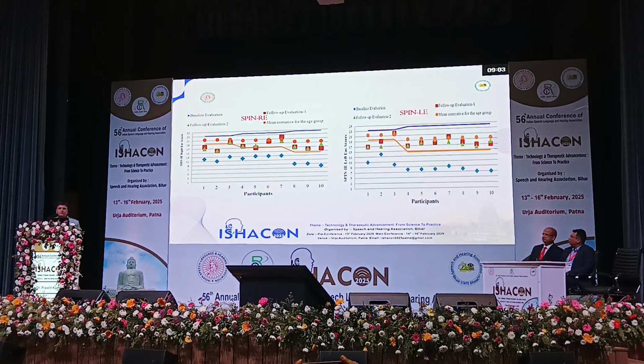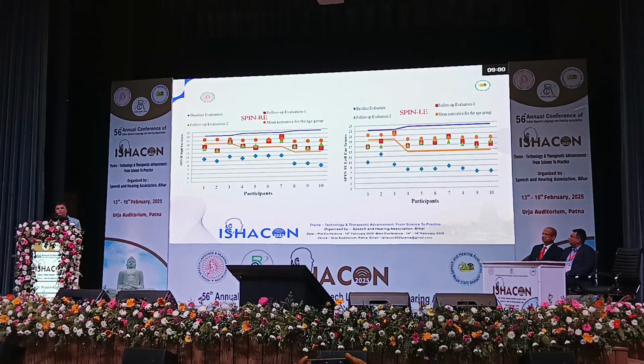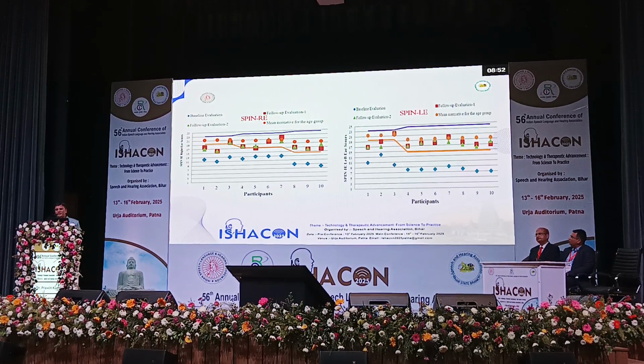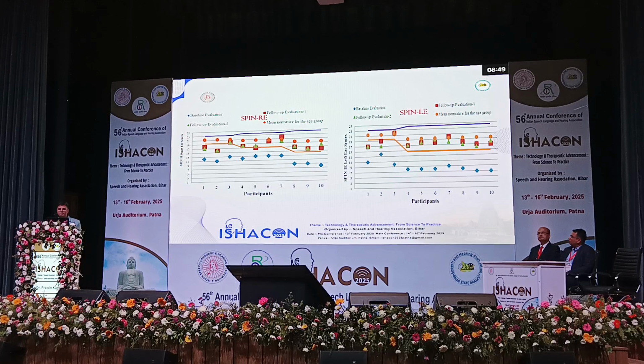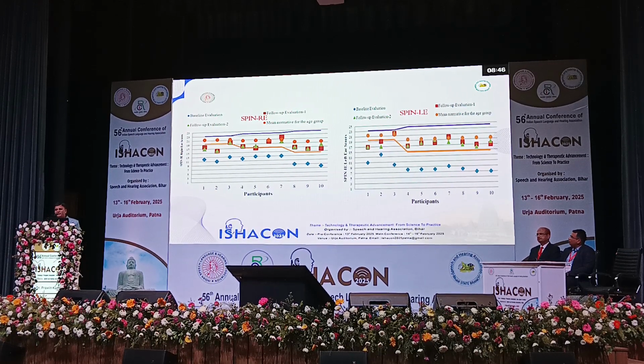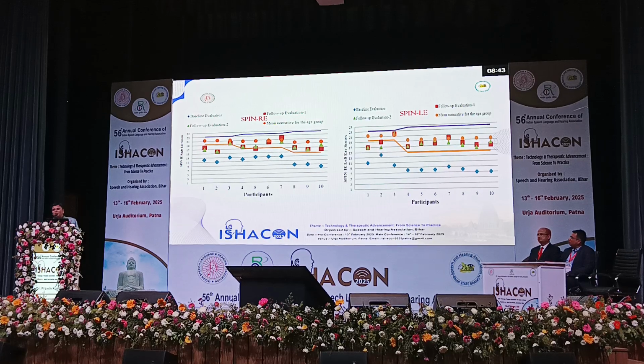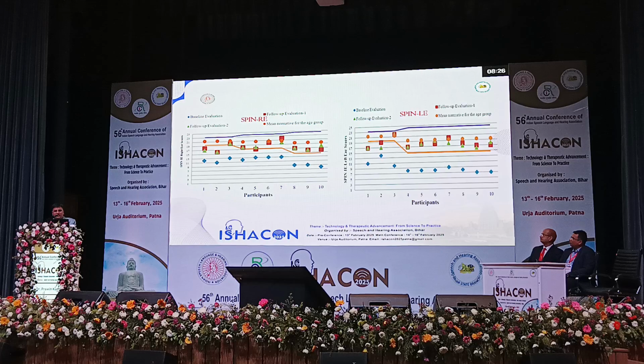And I will show you the individual data. This particular graph shows the blue diamond set, which is the baseline, and two lines, which are the normative range, mean plus minus 2 SD. What we could see is that after training, the triangle one, which is the immediate post-training, they could achieve their performance well within the normative range, except a couple of participants. In this particular one, you can see participants number 1 and 2, even though there is an improvement, they could not achieve the normative values. But most of them could do it. Out of 10, 8 could achieve the normative values.